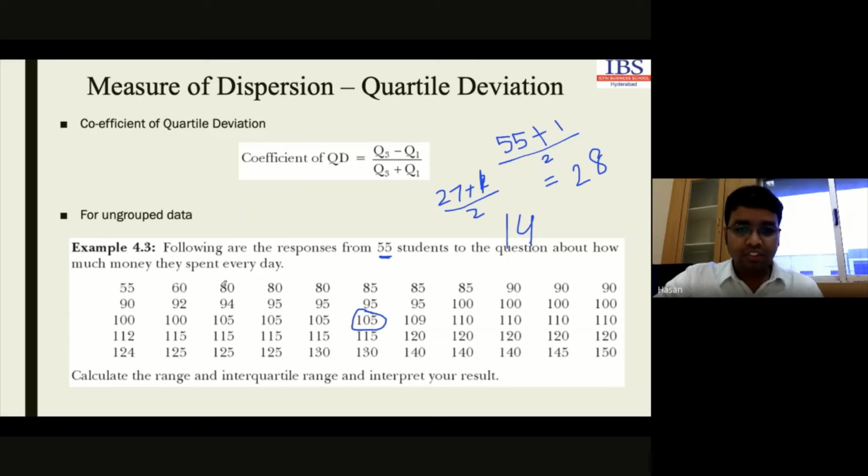1, 2, 3, 4, 5, 6, 11, 12, 13, 14. So this is our first quartile position. Okay. Similarly, the third quartile will be 14 from this one. So 1, 2, 3, 4, 5, 6, 7, 8, 9, 10. So this is again the third quartile position. Are you getting my point?